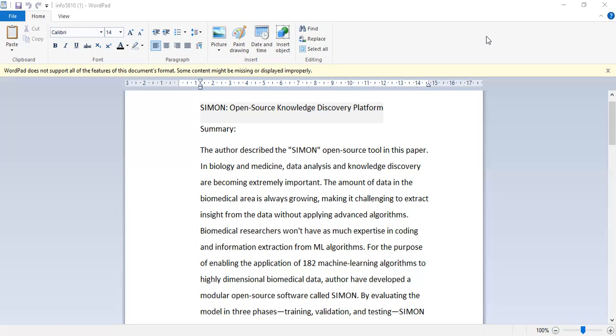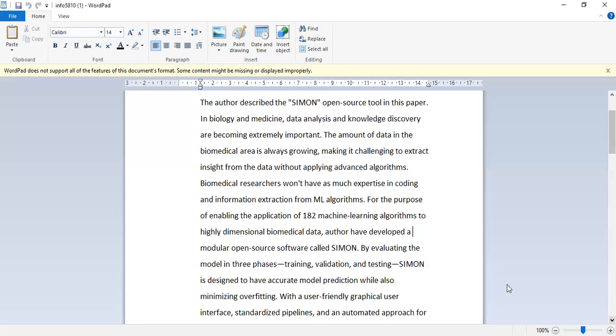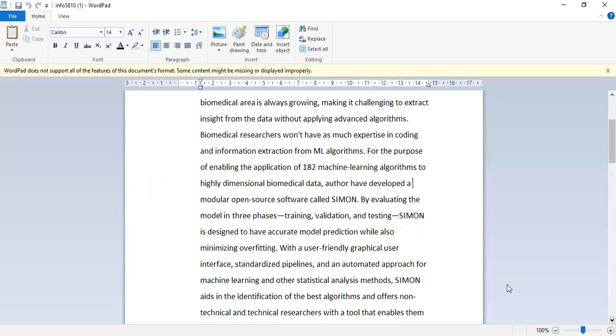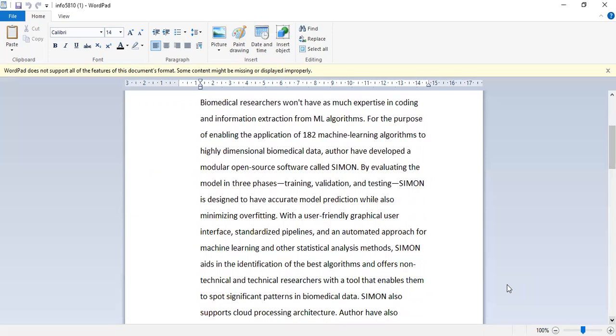So for the purpose of enabling the application of 182 machine learning algorithms to highly dimensional biomedical data, the author developed a modular open source software called Simon, by evaluating the model in three phases: training, validation, and testing. Simon is designed to have accurate model prediction while also minimizing overfitting, with a user-friendly graphical user interface, standardized patterns, and an automated approach for machine learning and other statistical analysis methods. Simon aids in the identification of the best algorithms and offers non-technical and technical researchers a tool that enables them to spot significant patterns in biomedical data.